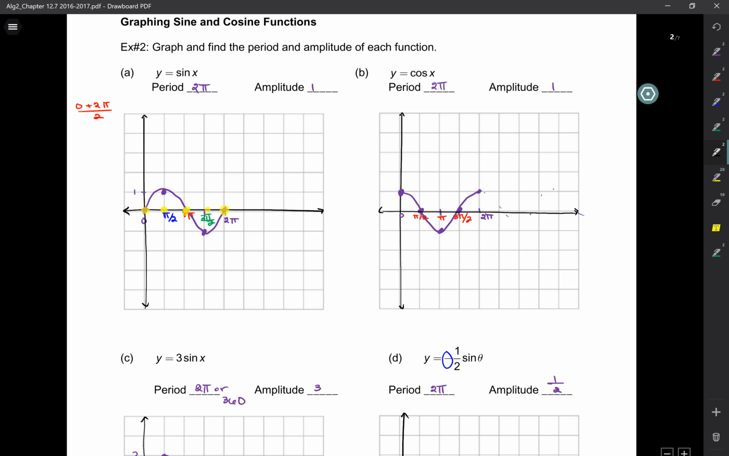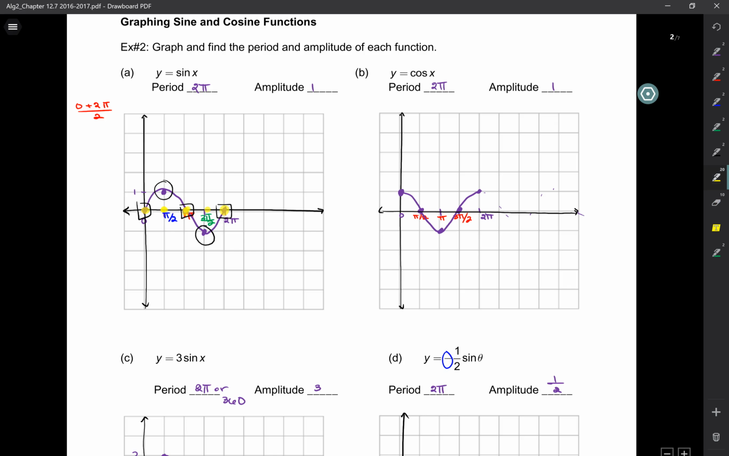The function could either be 0. At how many points is the sine function 0? 3. Or the function can be a maximum or a minimum.